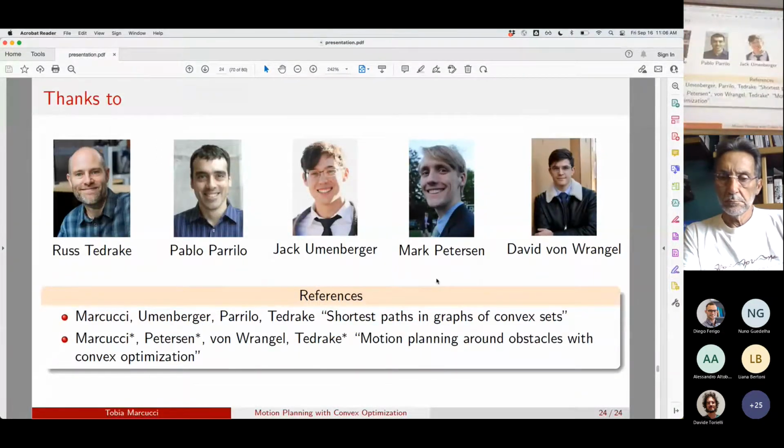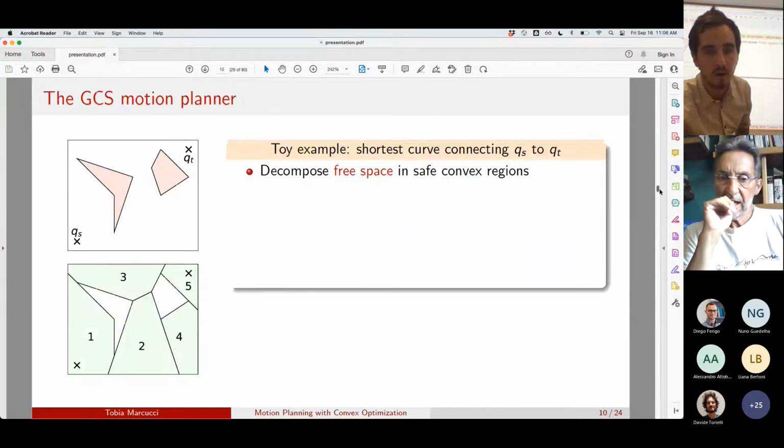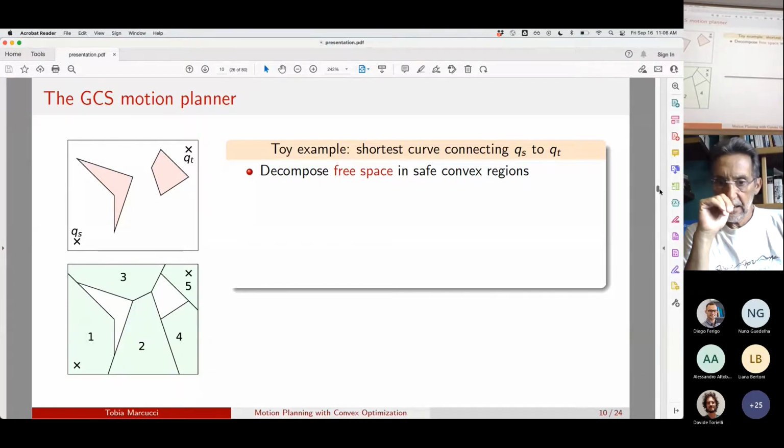So I have a couple of questions, Tobia. If you can get back to the approximation of the convex regions. If I got it right, you basically assume that there is this decomposition, right? Yes. And I was wondering, what if you have redundancy, and you have different kinds of decompositions? How to pick one, and what is the effect on your method?